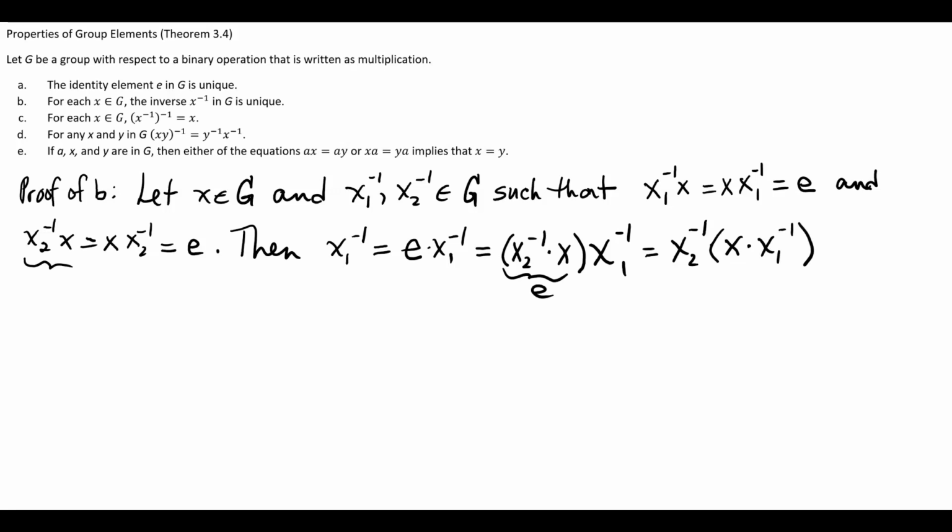Well, guess what that is in parentheses? This right here, according to the way I defined it, that's equal to e. And we know that e times x2 inverse is just going to give me x2 inverse.